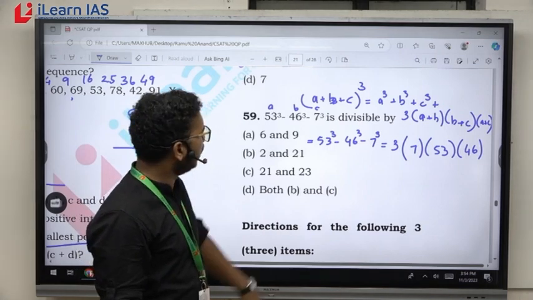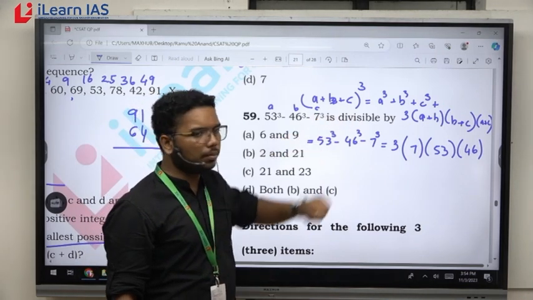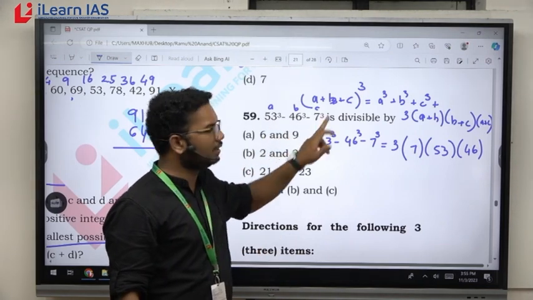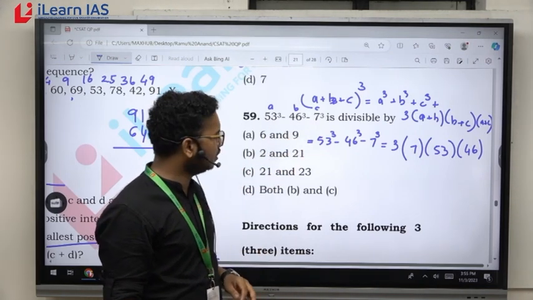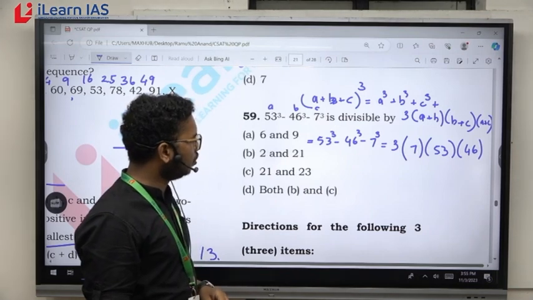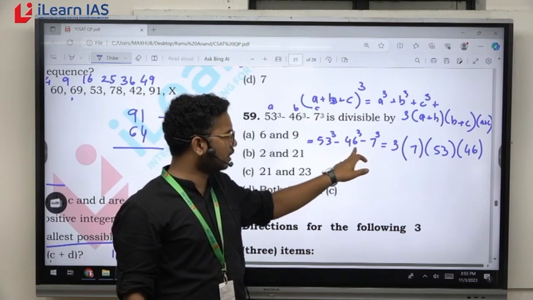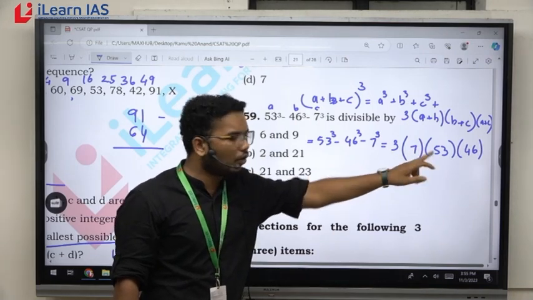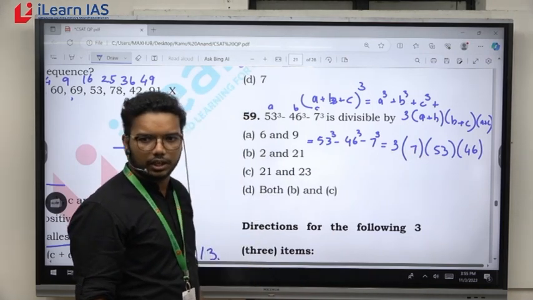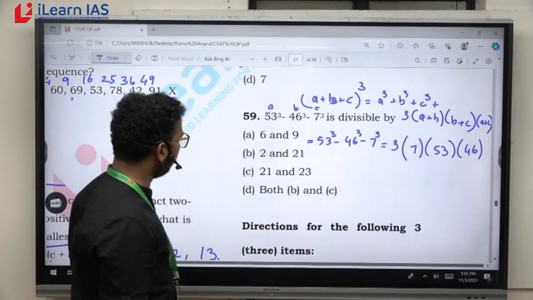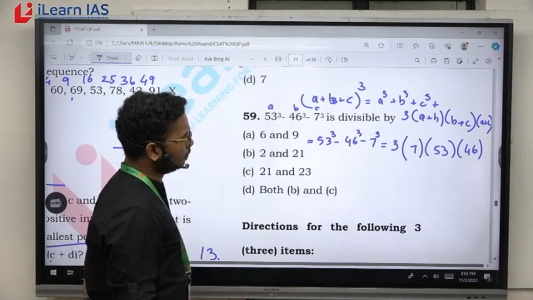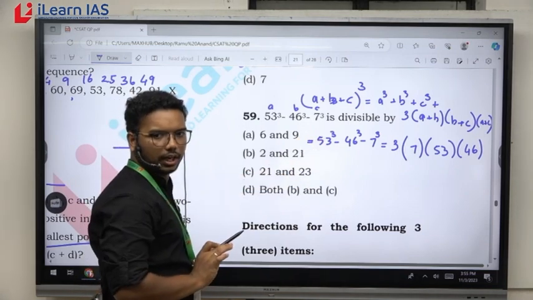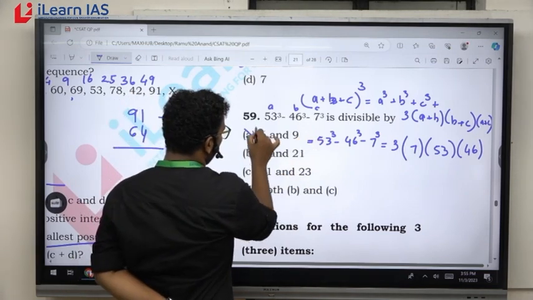ഓക്കെ, ഇവിടെ എന്താ വരിക? What will be this? 53 minus 46 minus 7, that is 0. So നമുക്ക് എന്ത് മനസ്സിലായി? 53 cube minus 46 cube minus 7 ക്യൂബിനെ 3 into 7 into 53 into 46 എന്ന് എഴുതാം. ഓക്കെ, ഇനി ഇത് ചെക്ക് ചെയ്താൽ പോരെ? 6 and 9. 9ന്റെ ഏതെങ്കിലും ഒരു ഫാക്ടർ ഉണ്ടോ? 9ന്റെ ഏതെങ്കിലും മൾട്ടിപ്പിൾ ഉണ്ടോ? 9ന്റെ ഇല്ല.